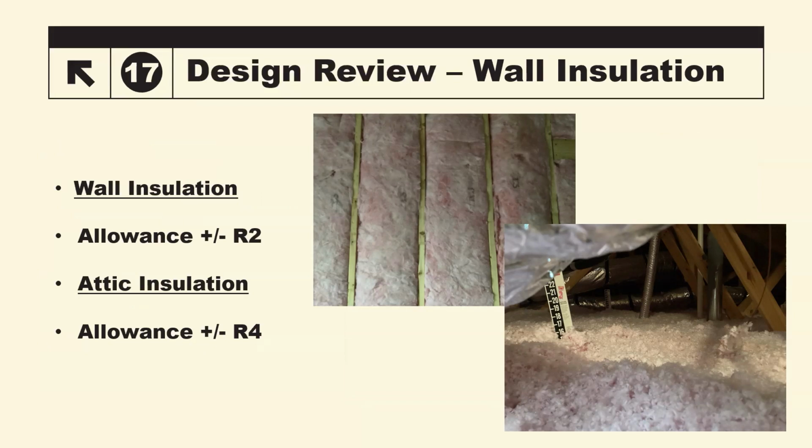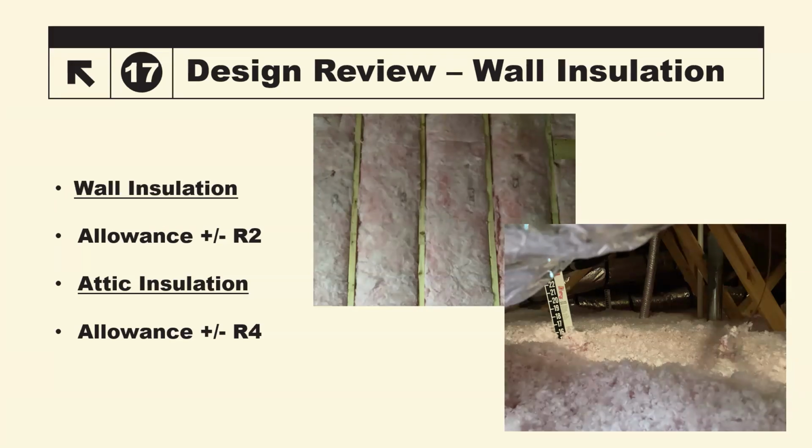So load calc, R value can vary from plus or minus R2, as we see here. Again, keep in mind, this is not what code says. This is what the standard says. So if the actual wall is R19, but we're seeing a range of 17 to 21, it's within tolerance and is acceptable.